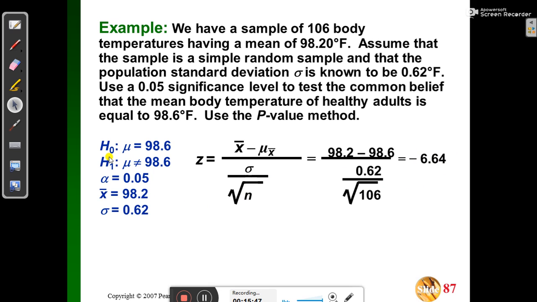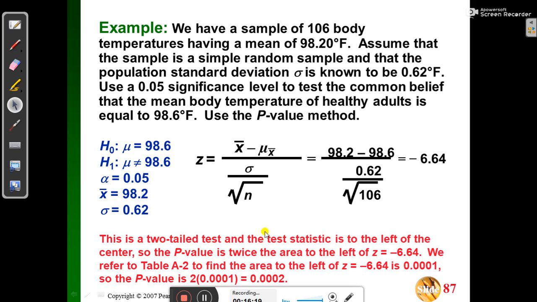So our null hypothesis is that the mean of healthy adults is equal to 98.6, and our alternative hypothesis is that this is not equal to 98.6. As this is a not equal to symbol, we can say that this is a two-tail test. That is why alpha equals 0.05, x mean equals 98.2 of the sample mean, and sigma is the standard deviation 0.62.